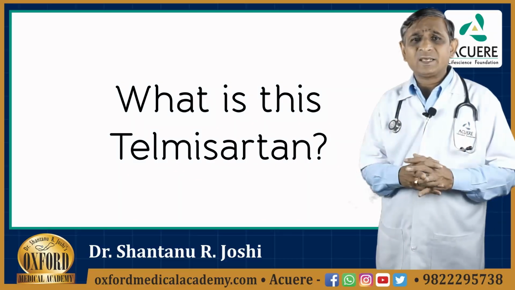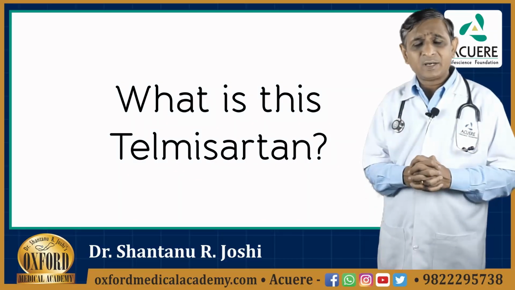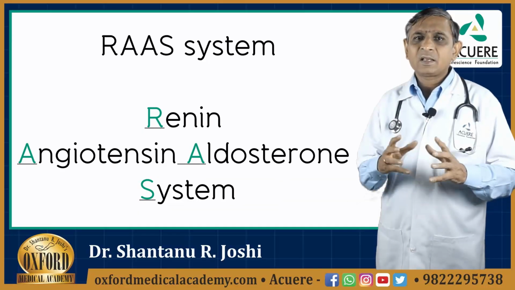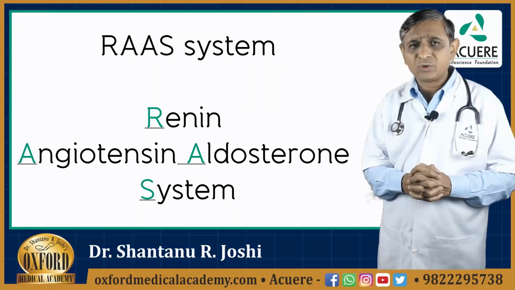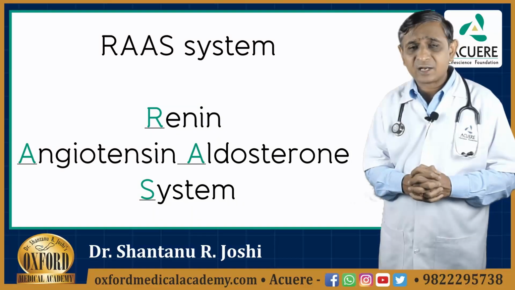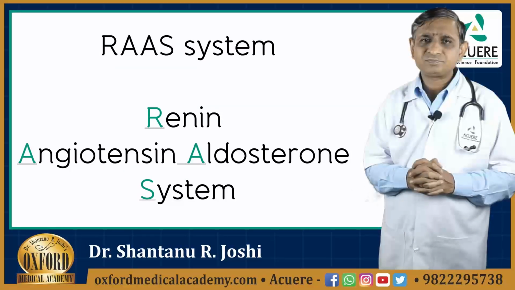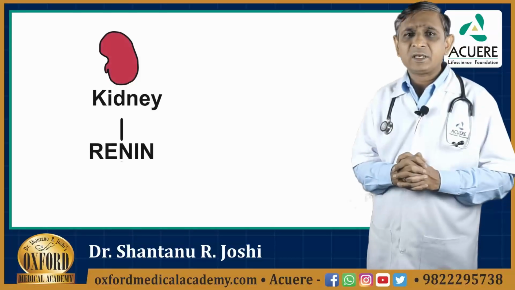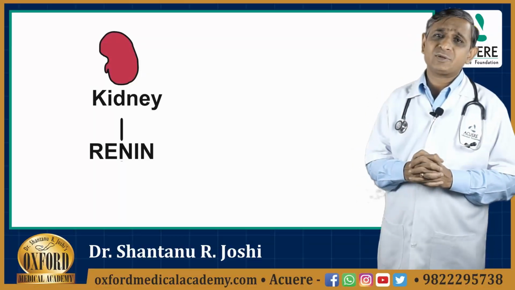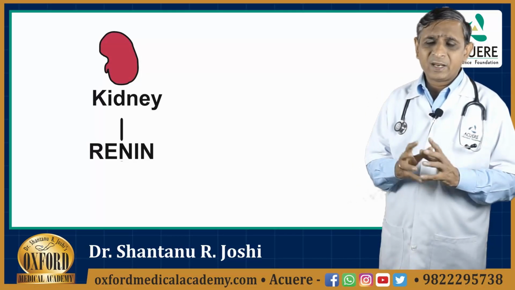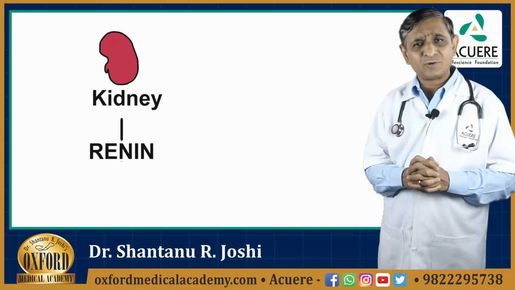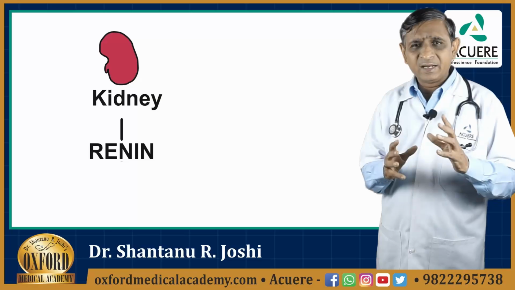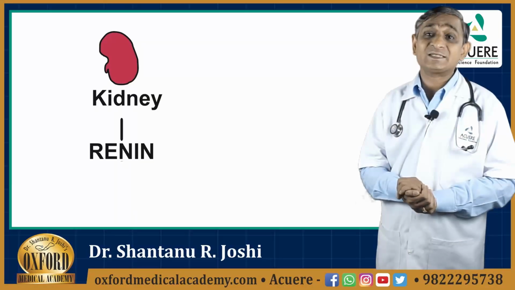To understand all this, we need to understand a system known as RAS, the renin angiotensin aldosterone system. It starts with the reduced blood supply to the kidney. Whenever there is reduced blood supply to the kidney, that is what we call ischemic kidney. The kidney secretes a substance known as renin.